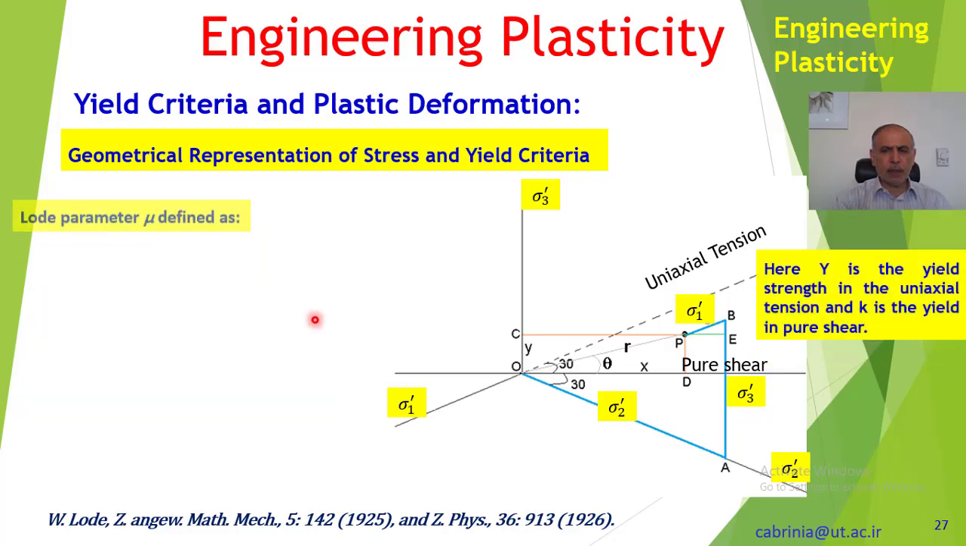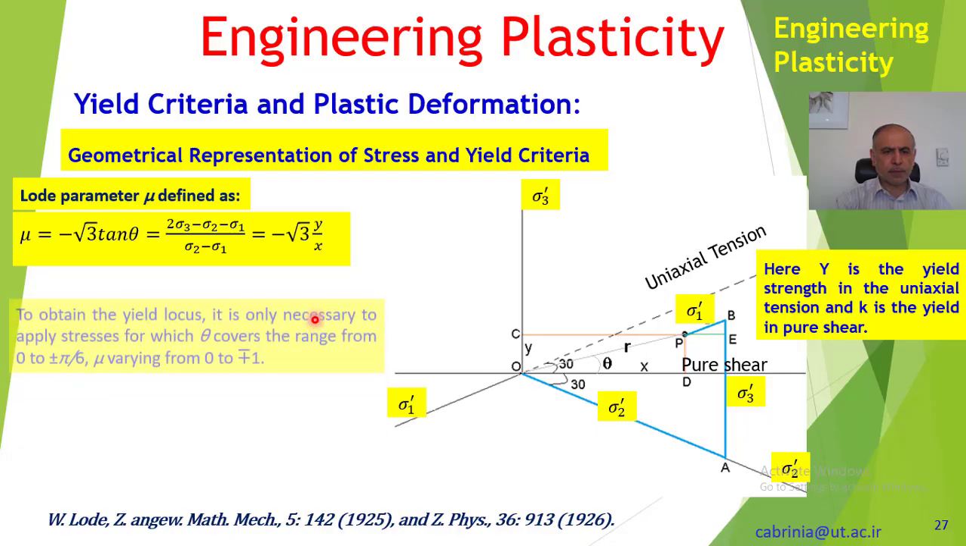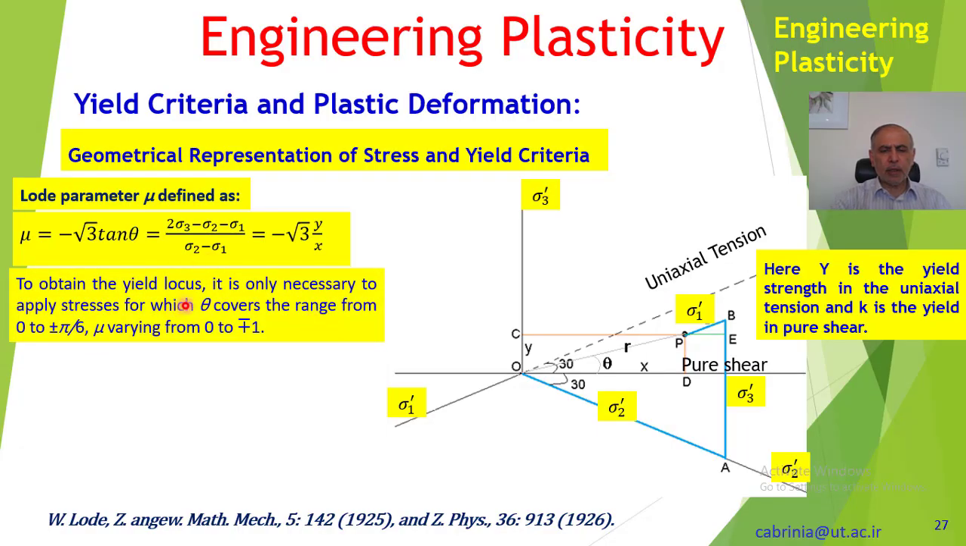And it is shown that to obtain the yield locus, it is only necessary to apply stresses for which theta covers the range from 0 to pi over 6 plus minus, and mu varies from minus 1 to plus, because that's minus. When we put pi over 6, we get plus. So from minus 1 to plus 1, the parameter mu changes, and we get all the points necessary to draw the locus for the yield surface. Okay.